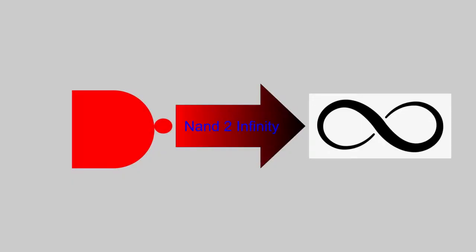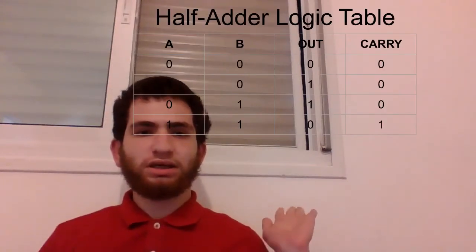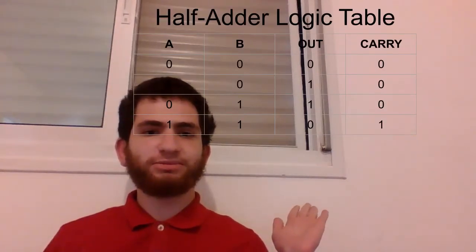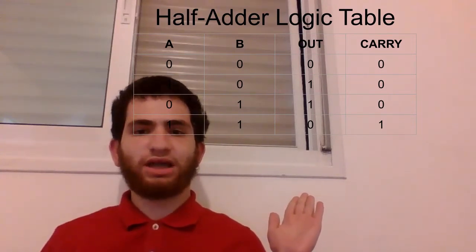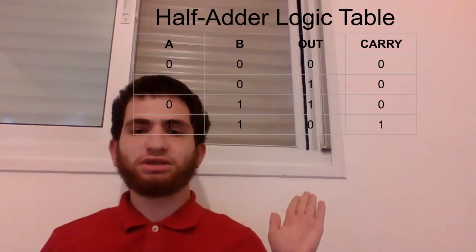In this video we'll be discussing half adders. Half adders have two inputs and two outputs, as can be seen from the table over here. The two inputs are A and B typically, and the outputs are typically out and carry, or C for short.